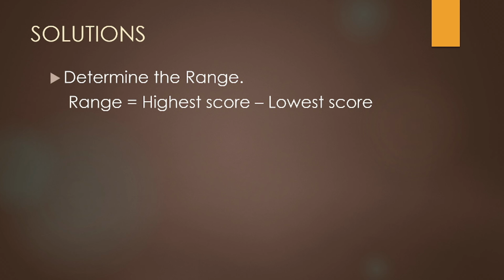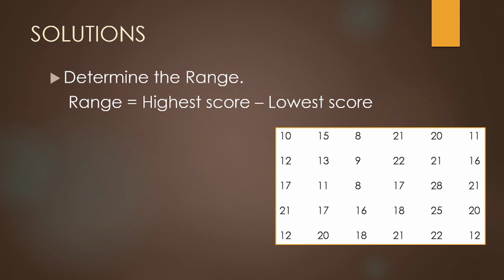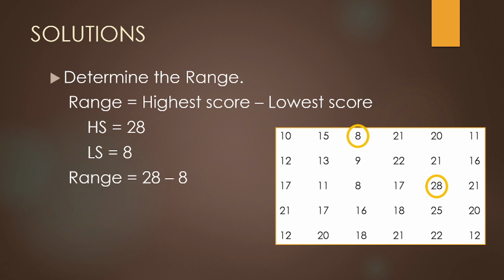Now, let's solve the problem. First, let us determine the range. Take note that range is equal to the highest score minus the lowest score. The highest score based from the given data is 28. So, the highest score is equal to 28. And the lowest score is 8. So, by this, we have to subtract 8 from 28. So, 28 minus 8 is equal to 20. And that is the range.